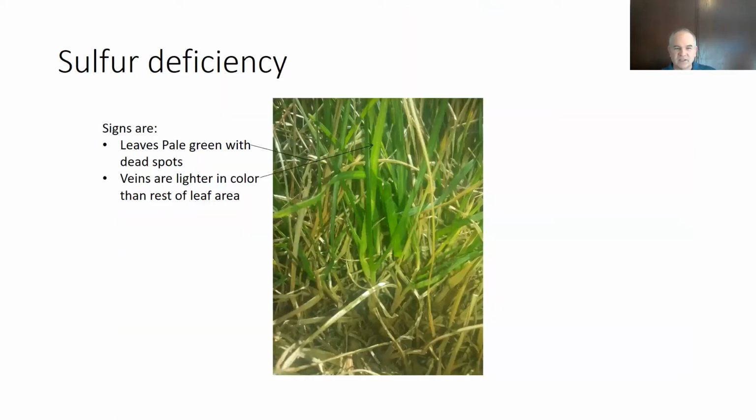Again, sulfur deficiency. We see these signs. We get these pale green leaves, some dead spots. The veins are lighter in color than the rest of the leaf, actually. And that's one of the traits of Kentucky bluegrass. So another tool to go along with visual and plant tissue testing and soil testing is doing little fertilizer trials.